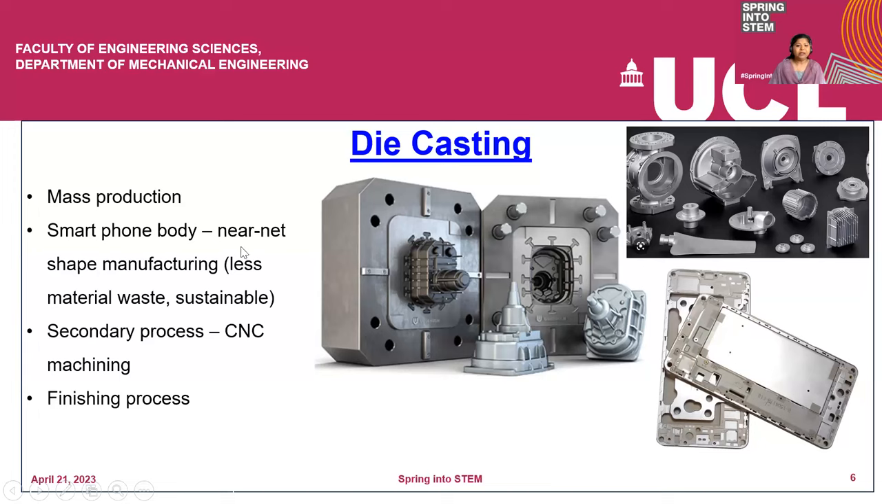So we use this technique called near net shape manufacturing, where you will produce the primary shape of the component using this die casting technique. As you could see, this is the smartphone body that is made using the die casting technique, which is the primary manufacturing process. It will be subjected to a secondary process called CNC machining just to get the final finish or the dimension of the product. Then it will go through the finishing process where you would add color and all.